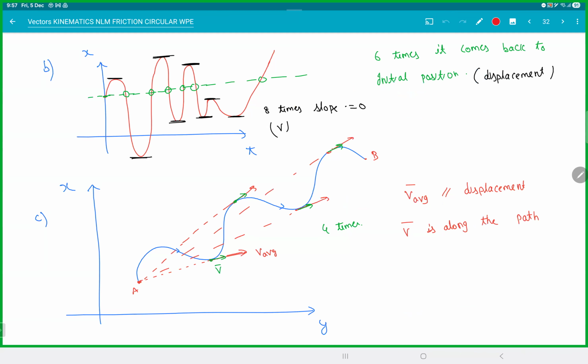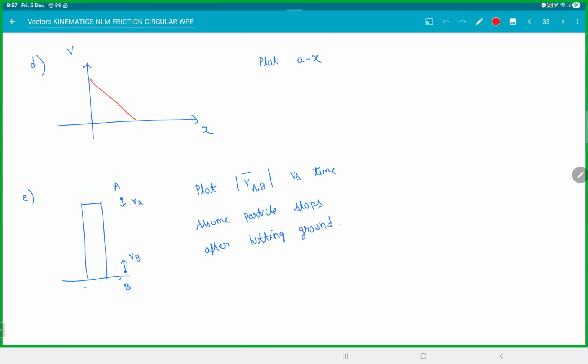Clear with this? That's a Vx graph. Plot the Ax graph. We have two particles A and B. They're thrown with Va and Vb. Plot velocity of A with respect to B versus time, relative velocity. Assume particles stop after hitting the ground.